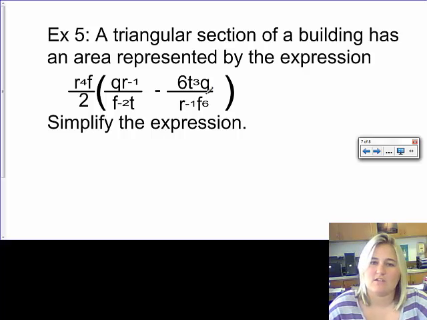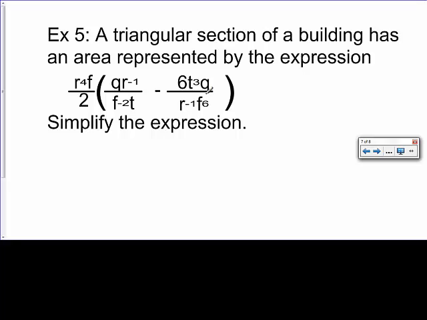A triangular section of a building has an area represented by this expression. Simplify the expression. I want you to do this on your own paper, and if you are unsuccessful or you don't feel like you have the right answer, I want you to make a note in your notes so that you are sure to ask me about it tomorrow.